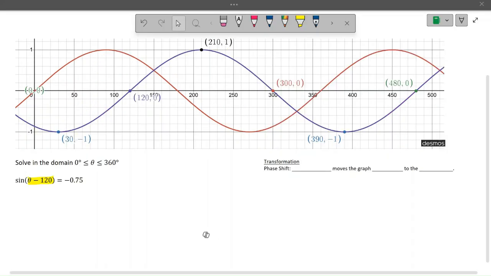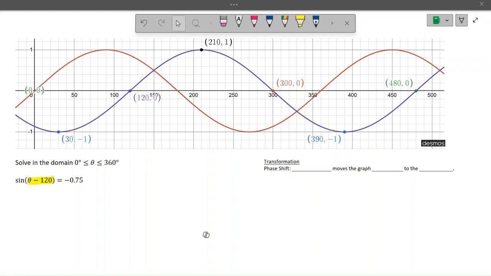All right, our first problem is in the domain of 0 to 360 degrees. We have sine of the quantity theta minus 120 equals negative 0.75. I always think it's a great idea to get in the practice of identifying our transformation, or how the graph has been transformed, in this case due to a phase shift, because we won't always have a graph like the one I've put on our page in front of us. And it's good to be able to know what's happening so you can visualize whether or not your answers are accurate. So let's go ahead and identify the phase shift.